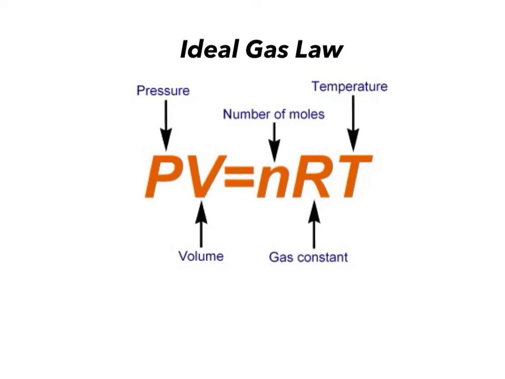Today we're going to be talking about the ideal gas law. The ideal gas law is written out in the equation PV equals nRT. Most of these are things that we've dealt with before in the other gas laws. We haven't really dealt with the number of moles, n, and we definitely have not dealt with the gas constant R.